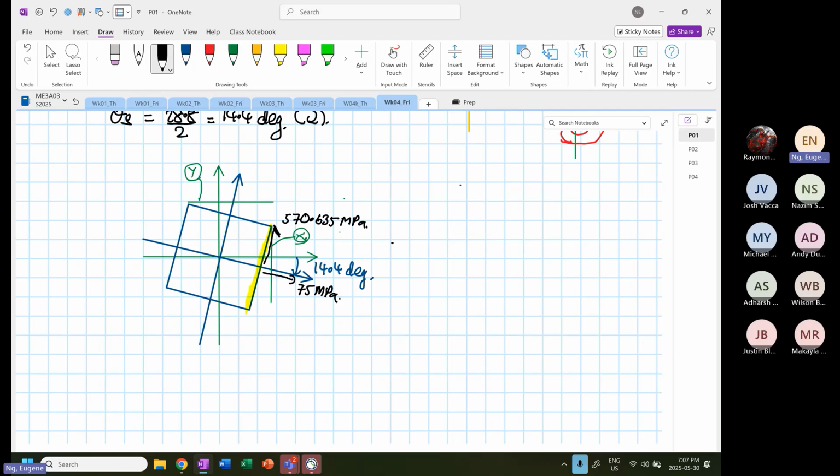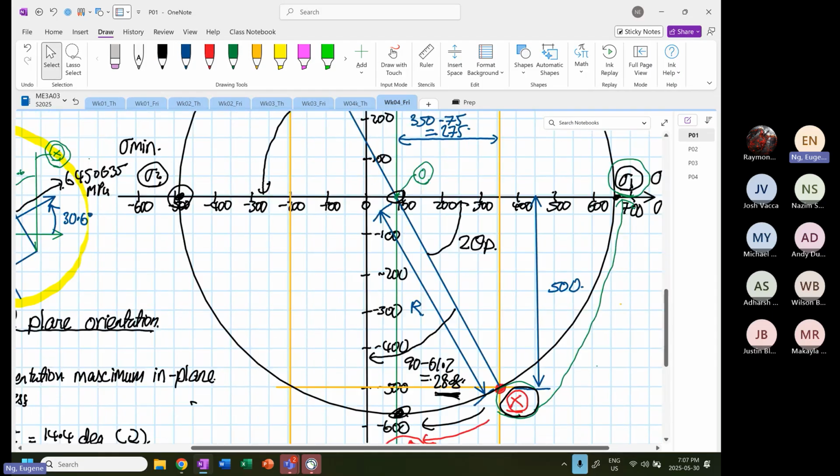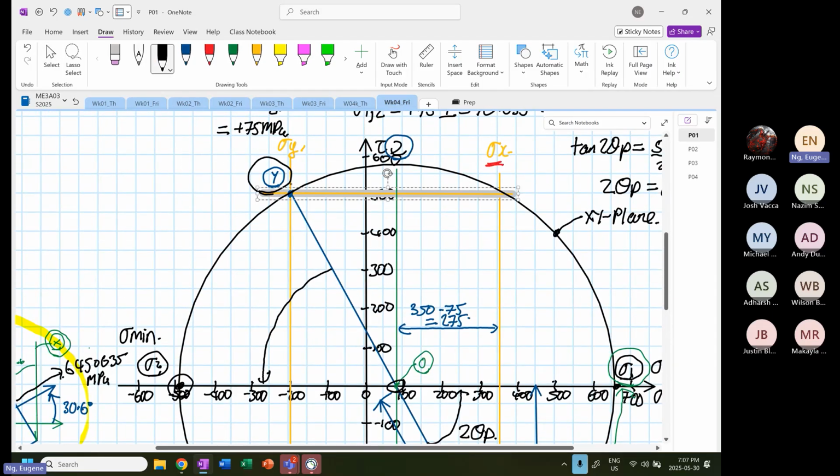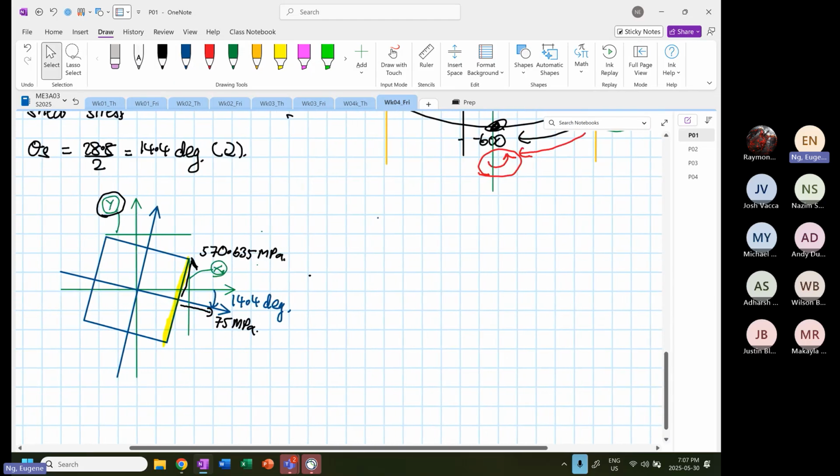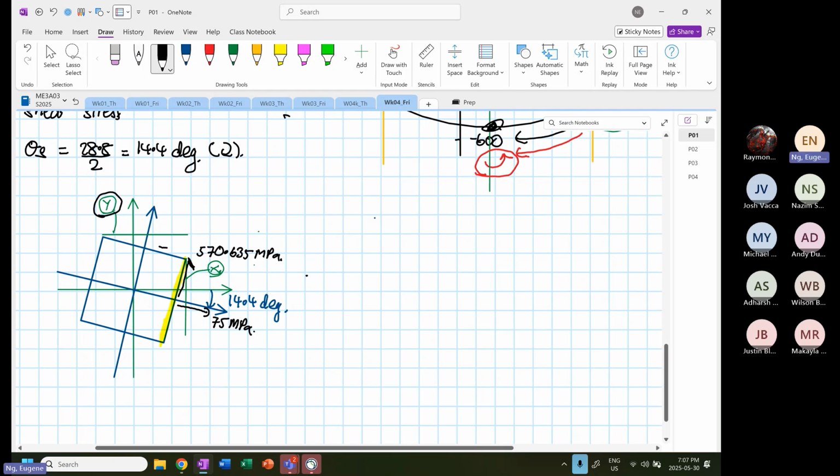Okay. So now if we look at point y, and when we rotate it clockwise by 14.4, okay, so this is point y, right? So we rotate over here, and this is rotated by 28.8. We realize that the element has to rotate in a clockwise direction. So for the element to rotate in a clockwise direction, it has to be in this, right? So you rotate in a clockwise direction. And likewise, it's seeing a tensile of 75 megapascal.